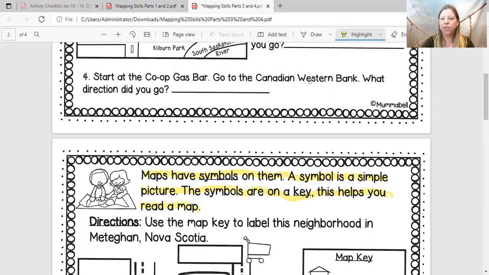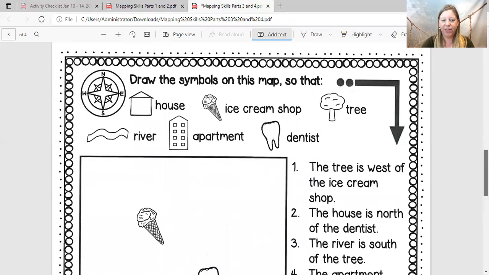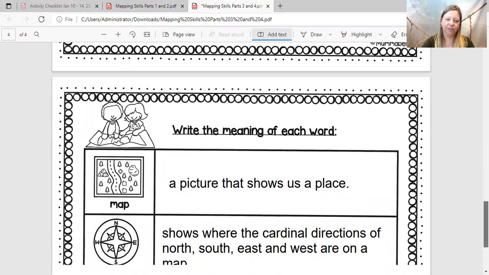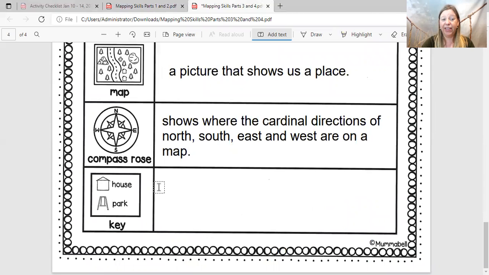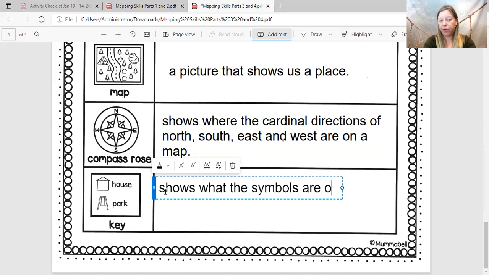All right, so now let's go back to that last page that we're building together. So a key shows what the symbols are on a map. It shows what the symbols are on a map.